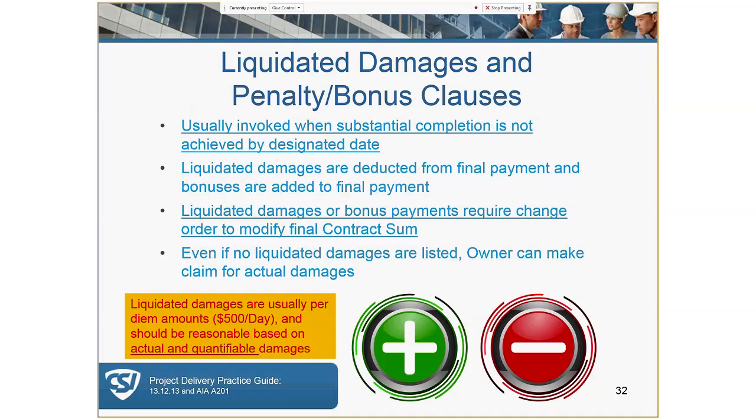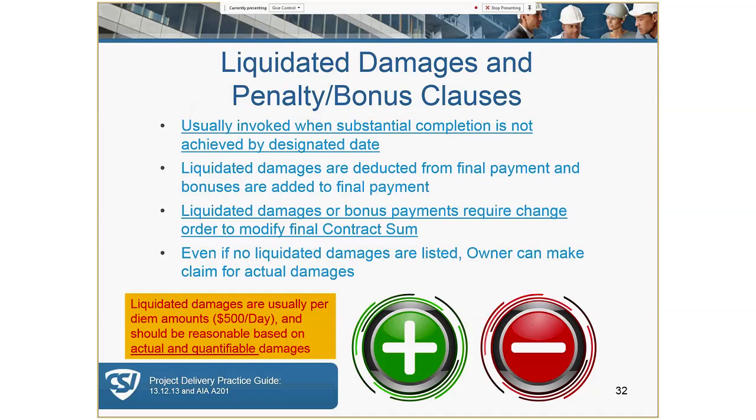Liquidated damages might be as much as $500 a day and should be reasonable, based on the actual and quantifiable damages that the owner may incur. If they're slanted too much in favor of the owner's enrichment, then they may be disputed, and only actual damages would be paid. Then a dispute ensues on what the actual damages are, so you get into a big fight later on. So just make sure that they're reasonable and defendable.